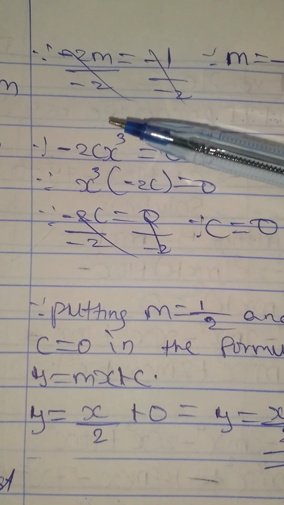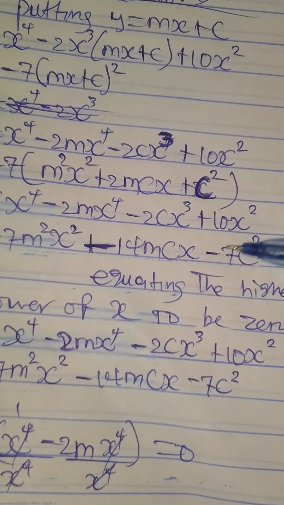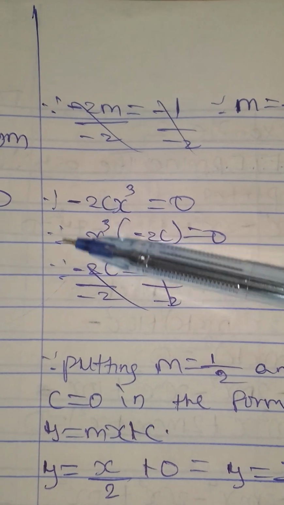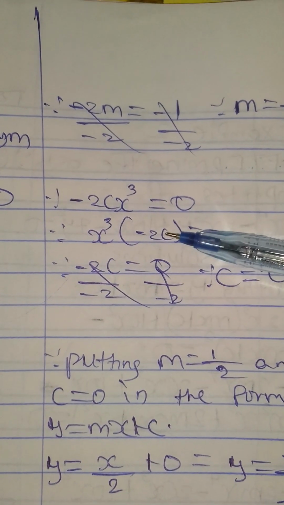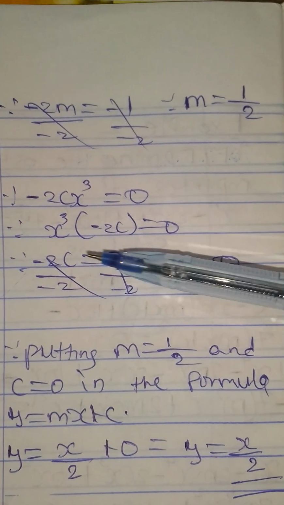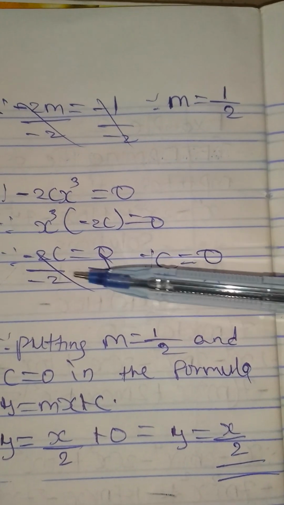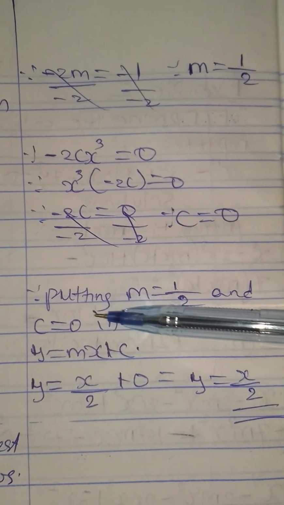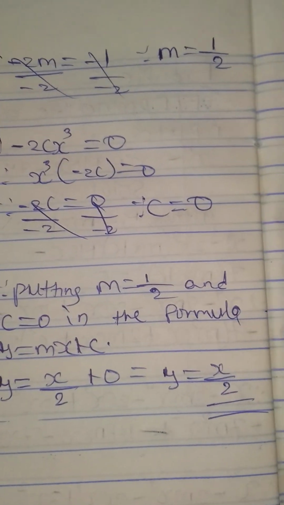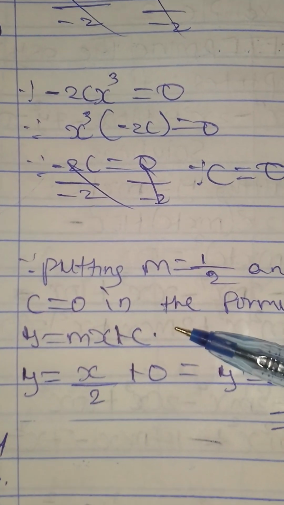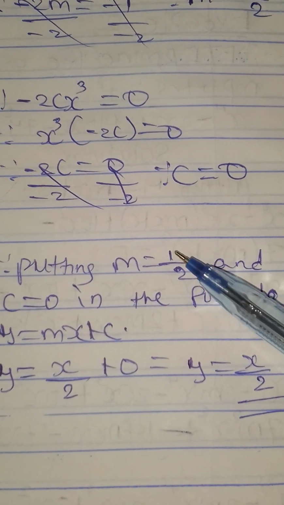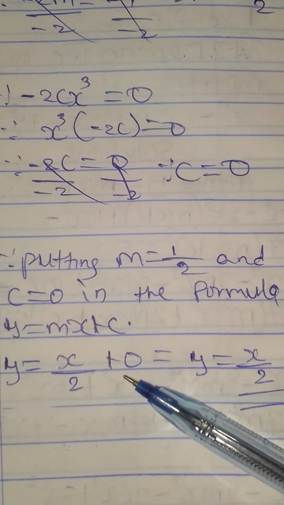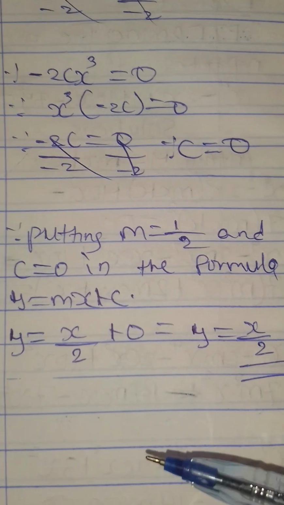After that, you take the next highest power of x, which is x^3, that is -2cx^3. If you factorize x^3 out, that becomes -2c. Therefore equating this to 0, -2c = 0, so c is equal to 0 divided by -2, which gives 0. Now putting m = 1/2 and c = 0 in the formula y = mx + c, it becomes y = 1/2 times x, which is x/2, plus 0. Therefore y = x/2. This is the final answer.